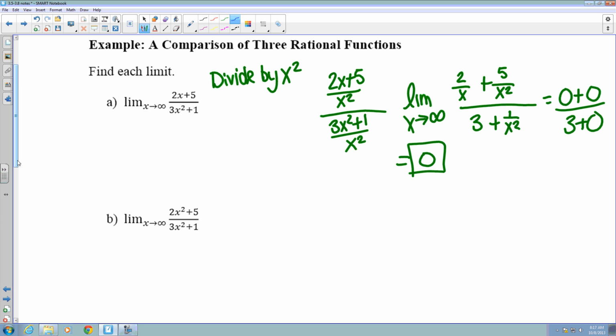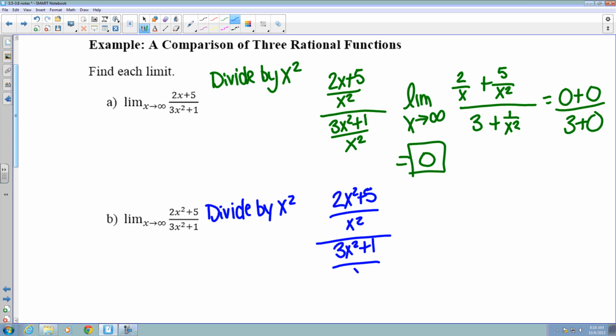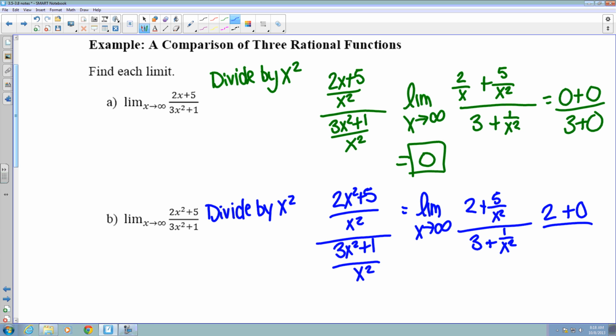We're going to do the same thing on this one. We're going to divide by x squared. Notice the exponent on top is getting bigger. Divide it out, we get the limit as x approaches infinity of 2 plus 5 over x squared, over 3 plus 1 over x squared. Take the limit of each individual term, 2 plus 0 over 3 plus 0, which is 2/3.